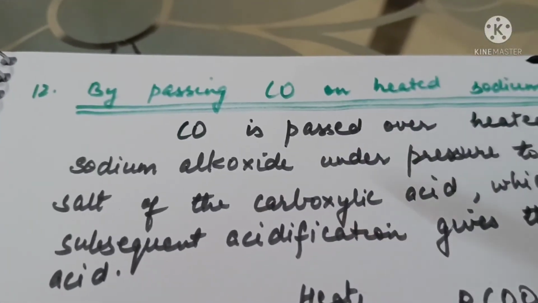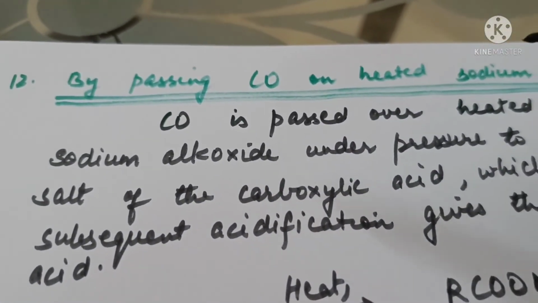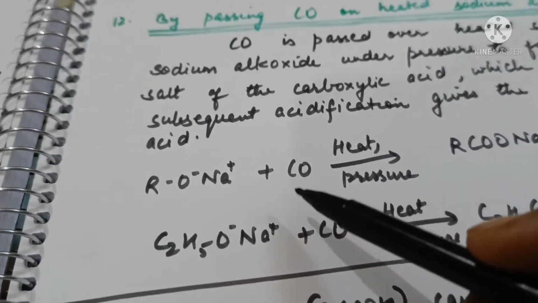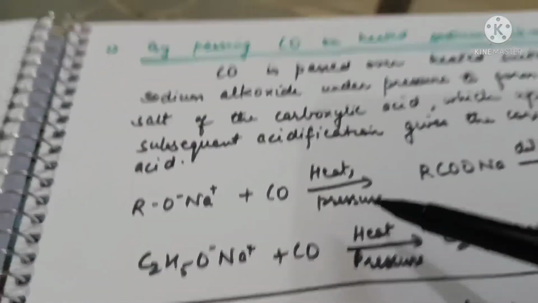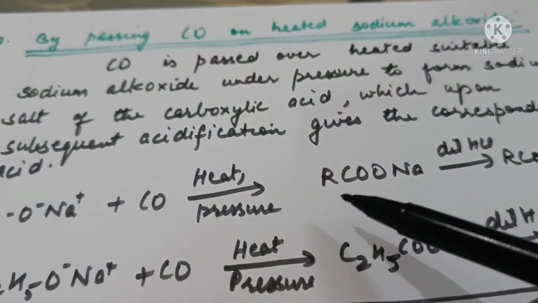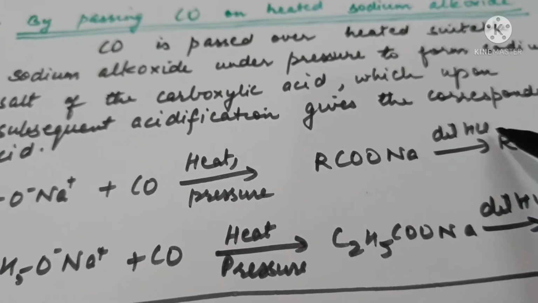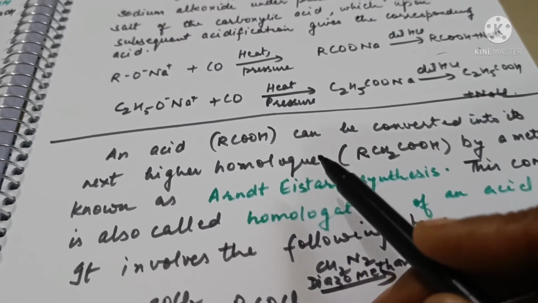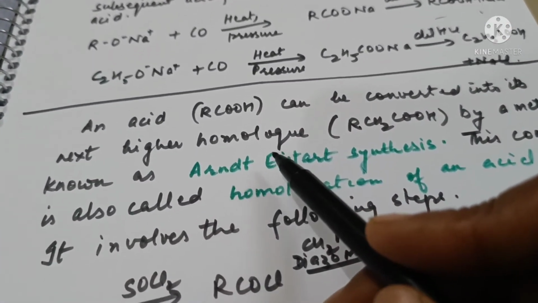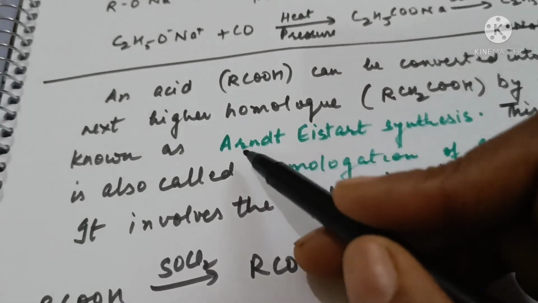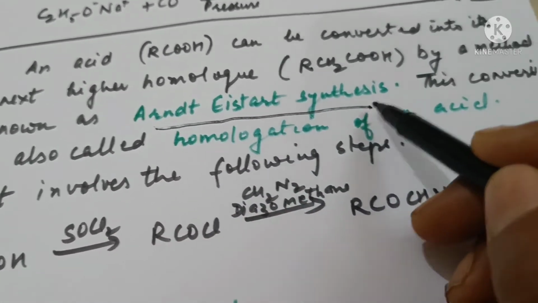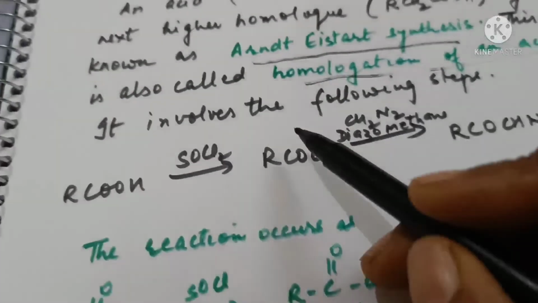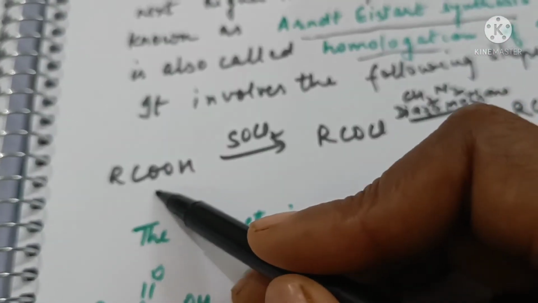Then we can also prepare carboxylic acids by passing carbon monoxide over heated sodium alkoxide. On passing carbon monoxide over heated sodium alkoxide under pressure, we get the sodium salt of the carboxylate ion, which on acidification will form carboxylic acid. An acid can be converted into its next higher homologue by a method known as the Arndt-Eistert synthesis. This conversion is also called homologation of an acid. It involves the following steps.